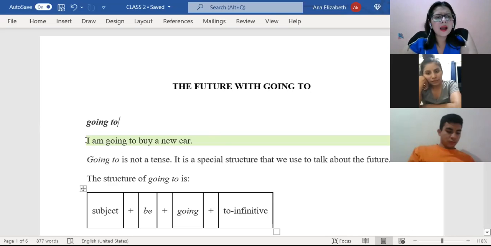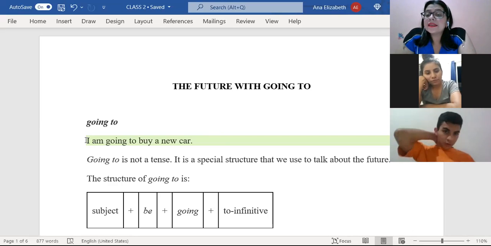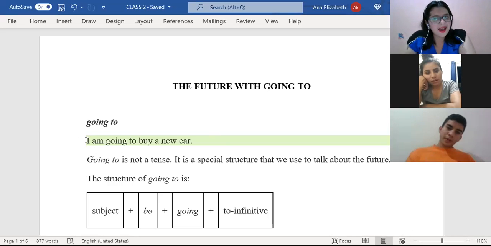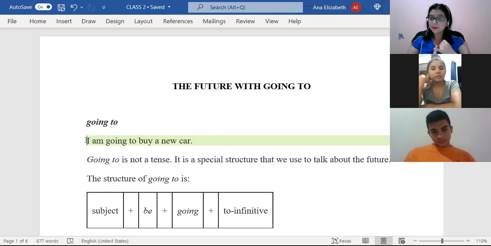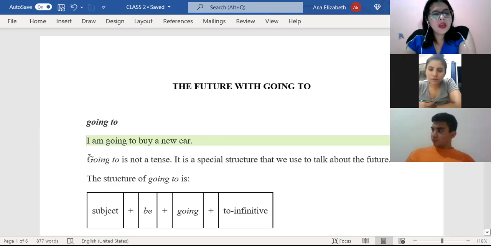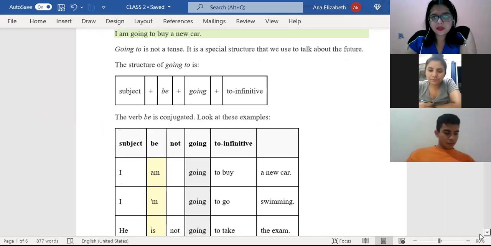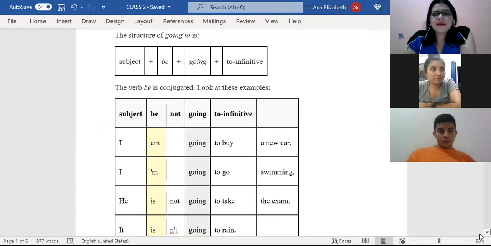Let's see, Vanessa va a comprar un vehículo. Entonces decimos, Vanessa is. Ajá, acordémonos de la estructura. Vanessa, my subject, is my verb to be going to buy a new car. Going to is not a tense. It is a special structure that we use to talk about the future, ¿ok? Aquí tenemos la estructura por si ustedes no están seguros. Igual se los voy a enviar.